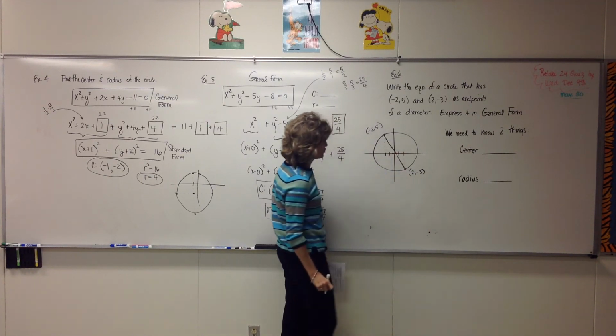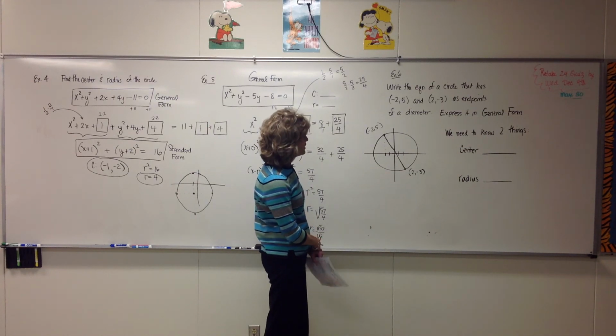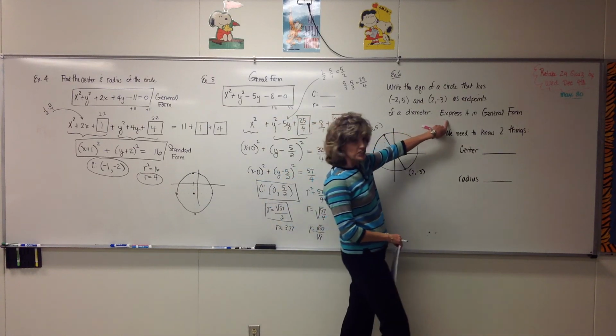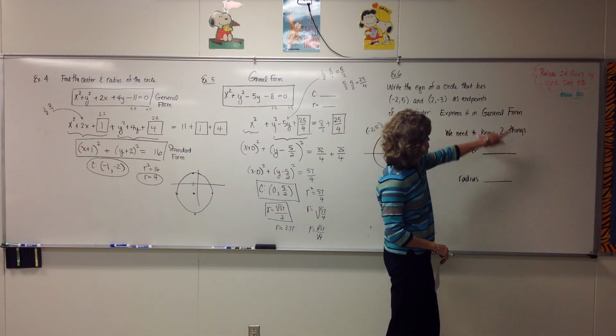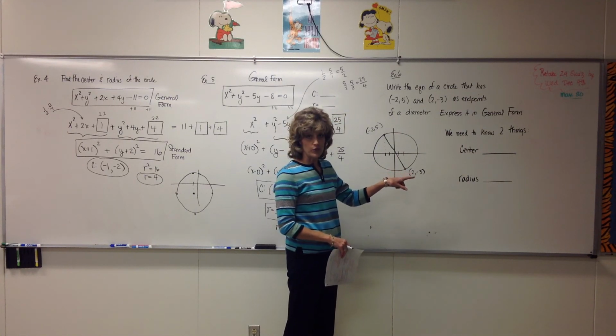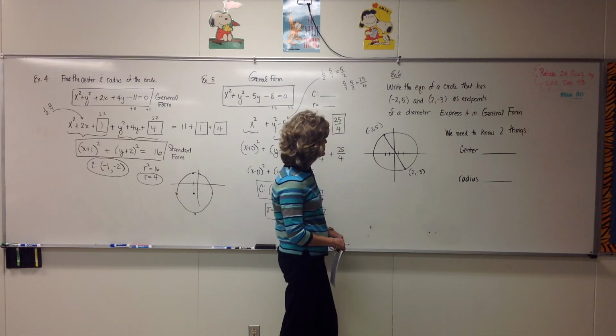Because it shouldn't pass through 0, 0. So we need to know 2 things, and after we get finished, it says express it in general form. The 2 things that we have to know in order to write the equation are the center and the radius.